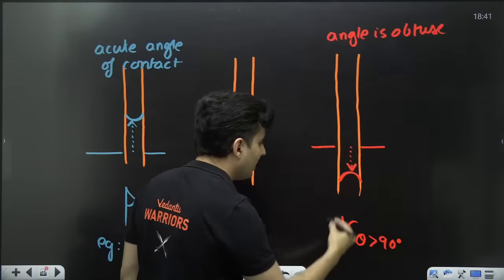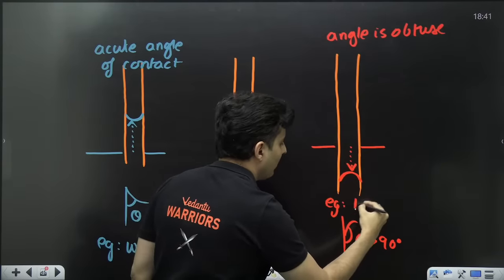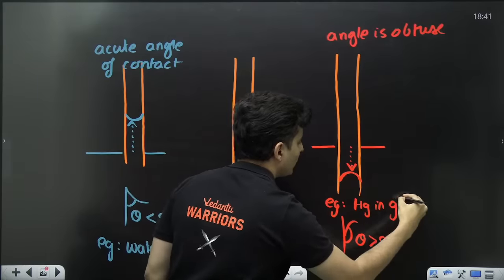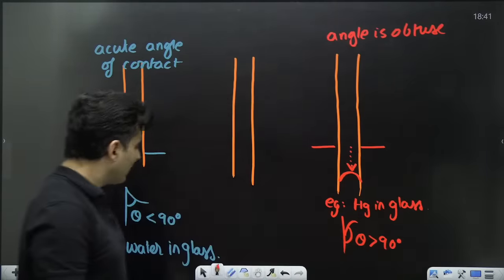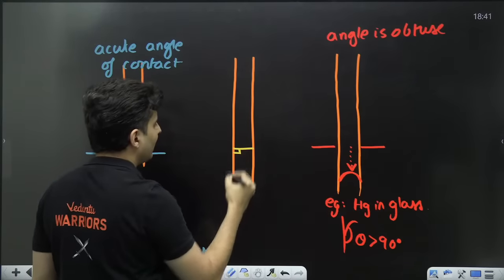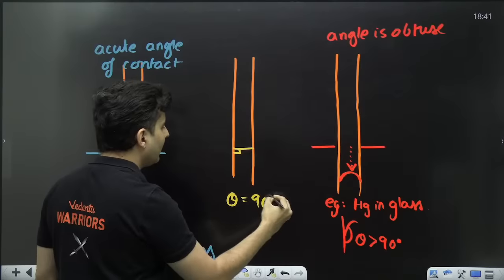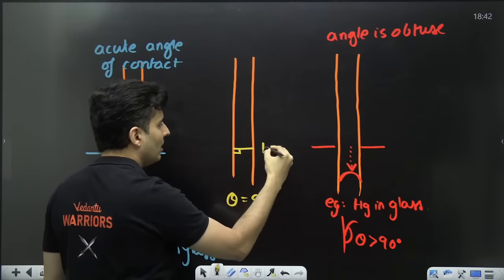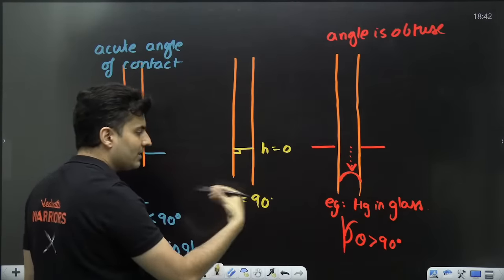So it will be dipping. The best example is mercury in a glass tube. Similarly, you also see that there are some liquids which are perfectly flat. Theta is 90 degrees. It neither goes up nor goes down. So the height rise or dip is zero.